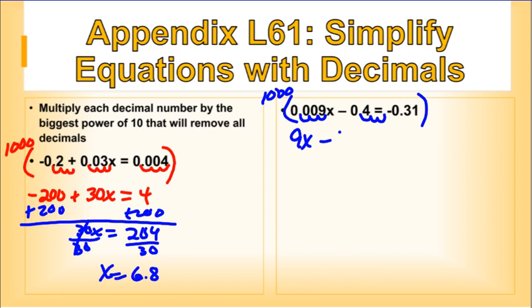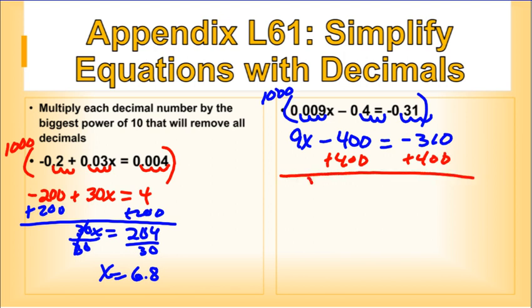3 to the right, 1, 2, 3. That would give us 400. 3 to the right, 1, 2, 3. That would give us negative 310. Add 400 to both sides. That would give us 9x equaling 90. Divide by 9 on both sides. x would equal 10.